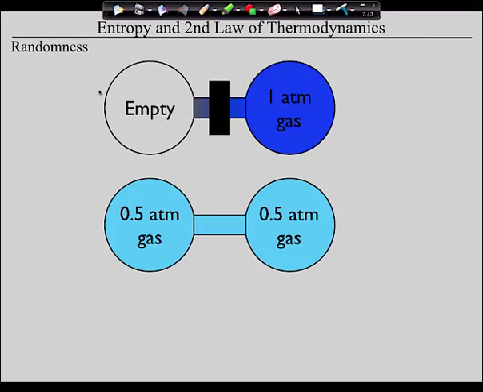Why does this gas spread out into the other container, and eventually, very quickly, we end up with equal amounts of gas on both sides? Why does that happen? There's a one-word answer. Randomness. Guys, it's all about disorder. And now you've got to wrap your head around this. There are multiple ways that we can understand this, but let me see if I can help you understand it on a molecular level.